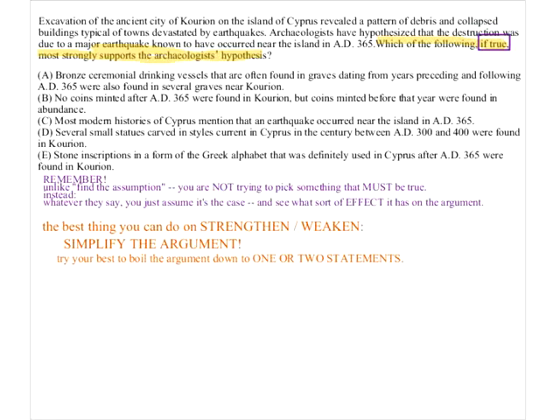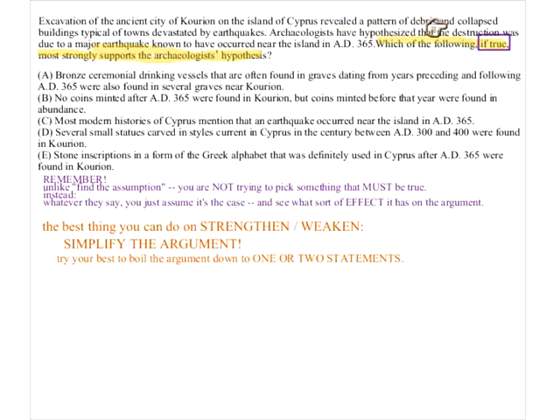This can be hard, but this forces you to figure out the crux of the argument. It forces you to figure out what the actual true emphases are in the argument. Let's try to do that here. Because all these statements about excavation, we don't really care about excavation. Excavation of the ancient city of Kourion reveals a pattern of debris and collapsed buildings, typical of towns devastated by earthquakes. What does that basically mean? That basically just means, okay, we know that Kourion was destroyed by an earthquake.